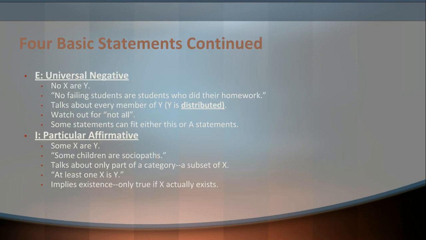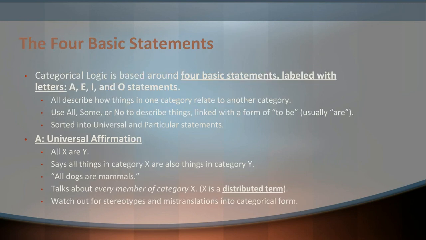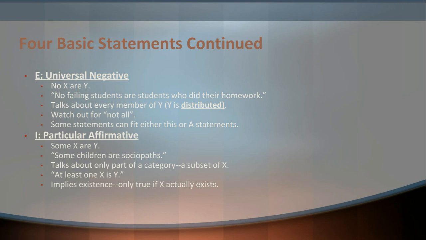Now, another type of statement is the opposite, in a sense, of the A statement. And this is the E, the universal negative statement. So it's also a universal statement. It talks about every member of a particular category, only in this case, it's a negative statement. It's saying that members of one category are not members of another category.